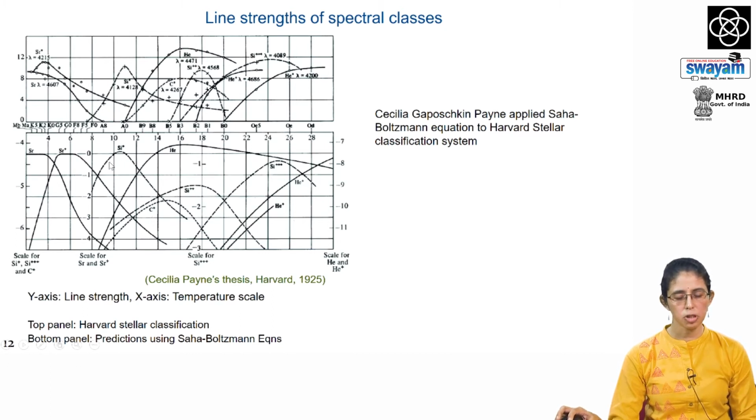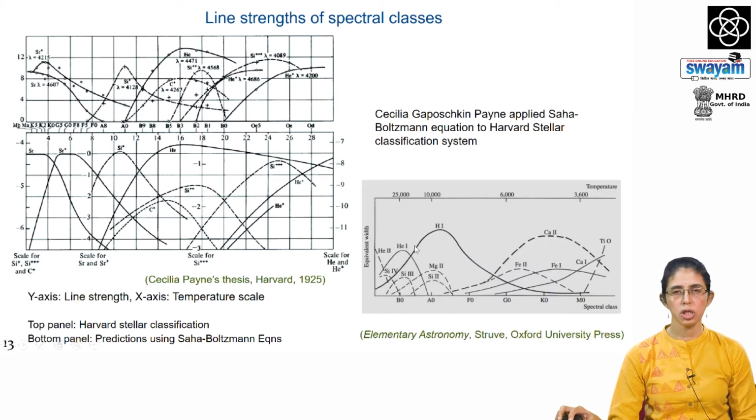what is shown in the bottom panel are the line strengths estimated from the theoretical predictions using Boltzmann and Saha equations. One can see that there is a fairly good match between the observations and the theoretical predictions. Thus, one can say that using statistical physics, we can get a fairly good idea about the strength of the spectral lines.